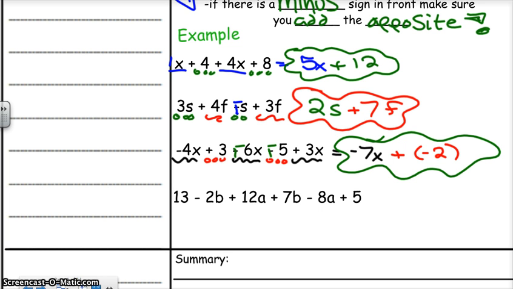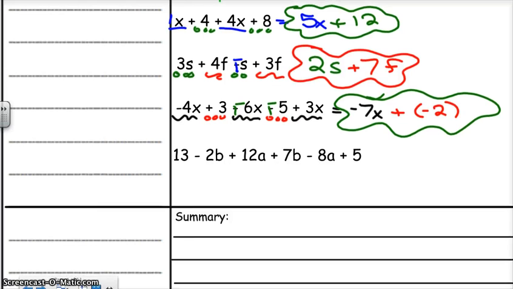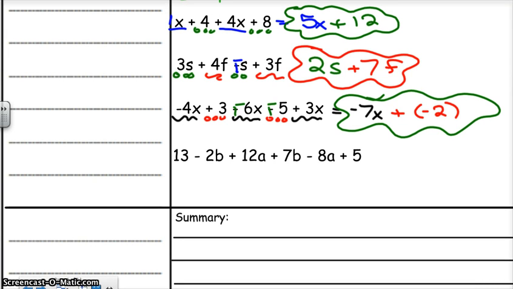This one's huge. I want you to try to do this one yourself. Okay, first step with this last problem. What I'm going to do is change any subtraction into plus and negative. So this minus 2b says plus a negative 2b. And I have a minus 8a, which is plus a negative 8a. There. Done. Now I can start combining.